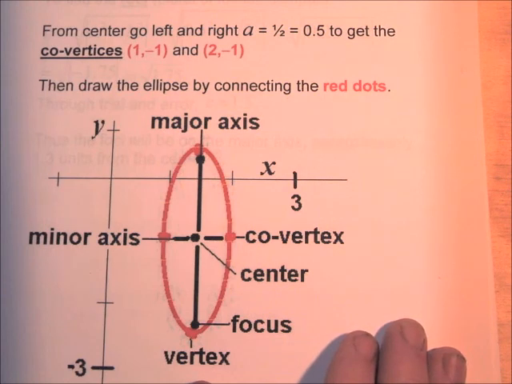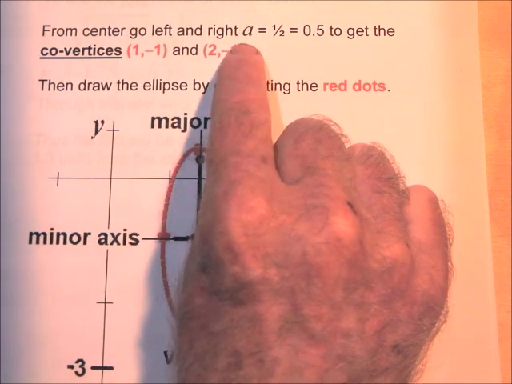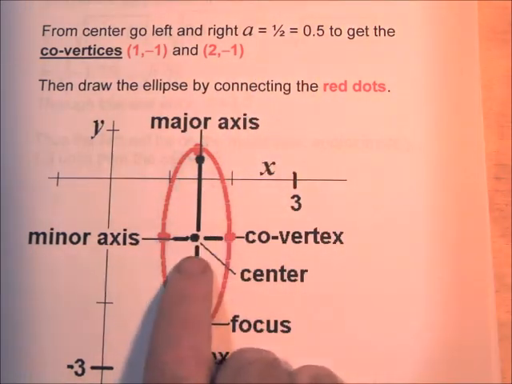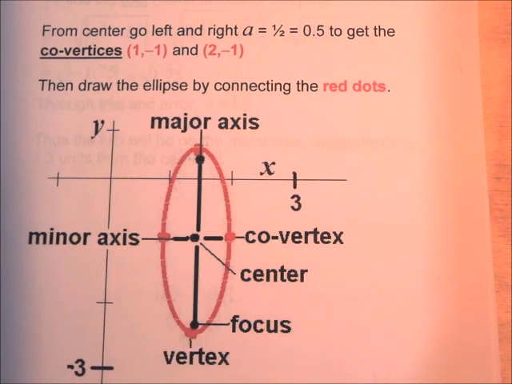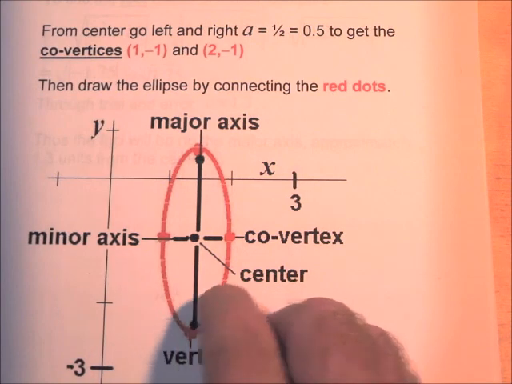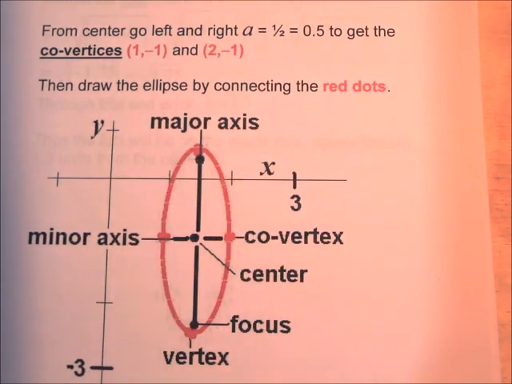And then from the center, a is 1/2, which is about 0.5. If we go left and right 0.5 from the center, we get the two co-vertices. Once we plot the vertices and co-vertices, we can connect the dots, and that gives us an ellipse.